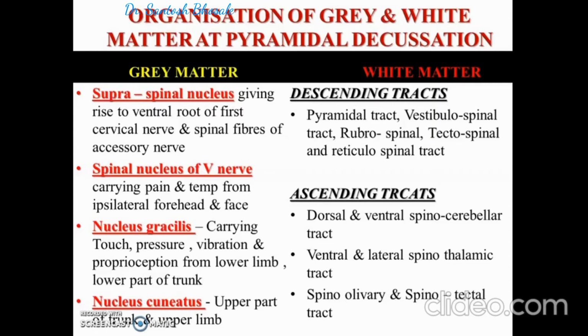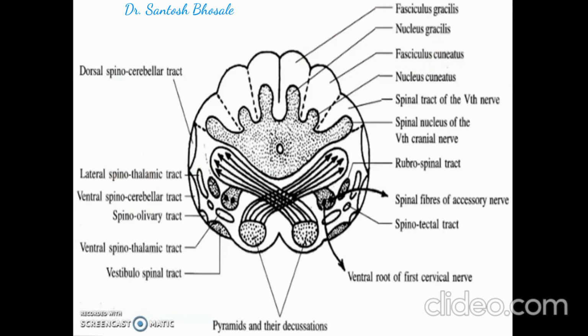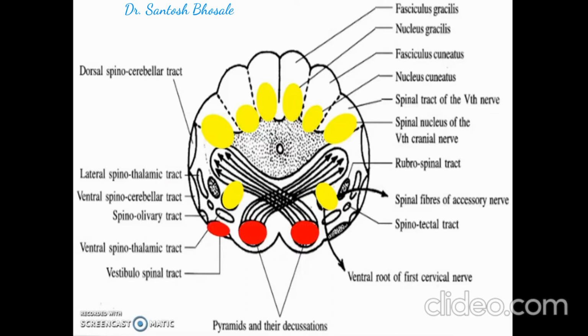So, this is how the grey matter and white matter are organized in the lower part of the medulla at the level of pyramidal decussation. Again, if you see, the grey matter is in the form of the supraspinal nucleus, which is detached from the main grey mass by the decussation of the pyramidal fibers, and you will see the spinal nucleus, nucleus cuneatus, nucleus gracilis there in the posterior funiculi and lateral funiculi.